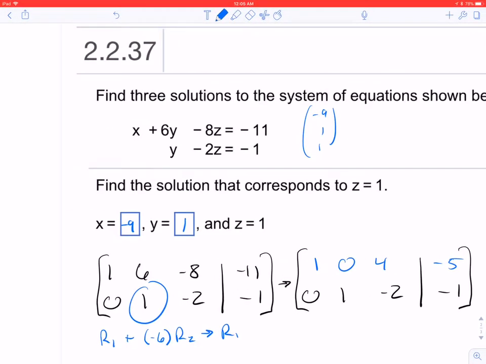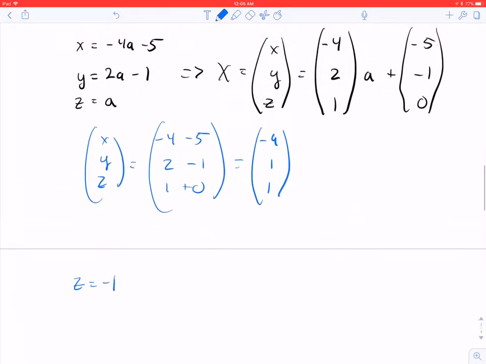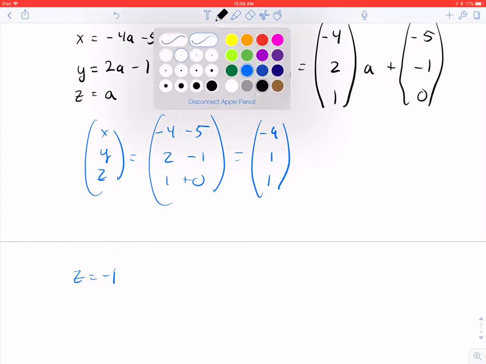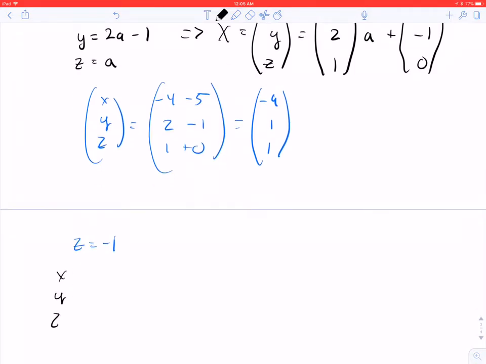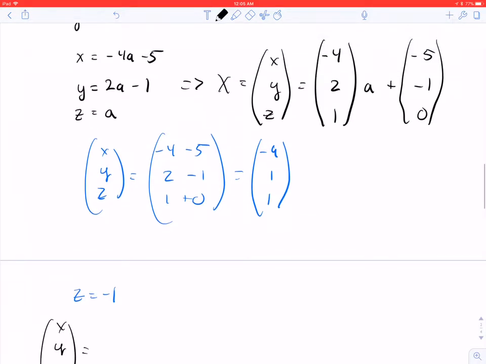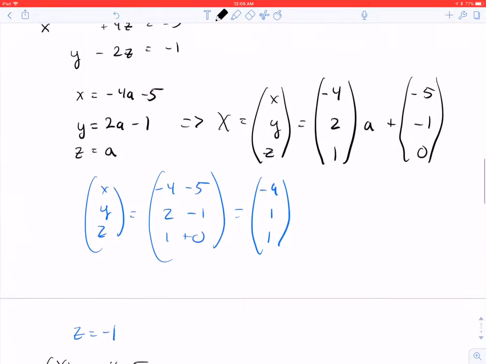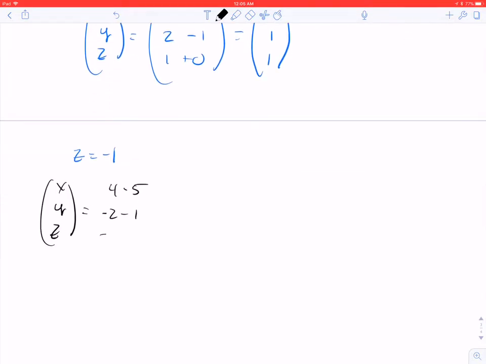So we'll take our general solution and let z equal negative 1. So then our x, y, z will become 4 minus 5, negative 2 minus 1, and negative 1 plus 0. Okay? So 4 minus 5 is negative 1, negative 3, and negative 1.